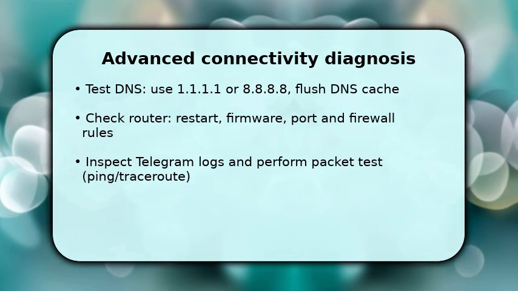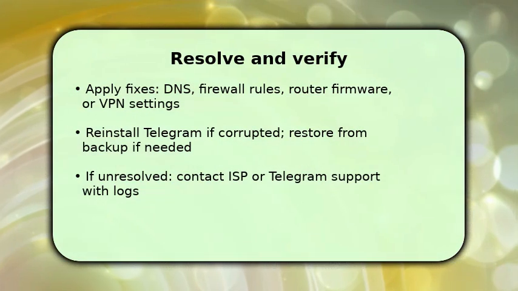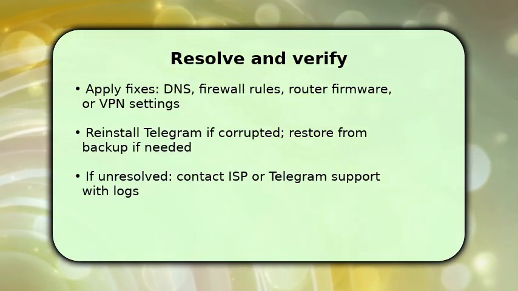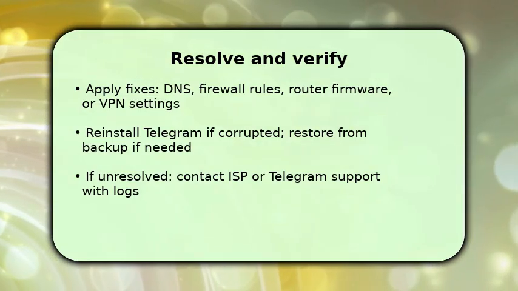Restore correct DNS, adjust or disable firewall rules, update router firmware, and reconfigure or remove VPN and proxy settings. If the app behaves oddly, reinstall Telegram and restore messages from backup. This clears corrupted local state.